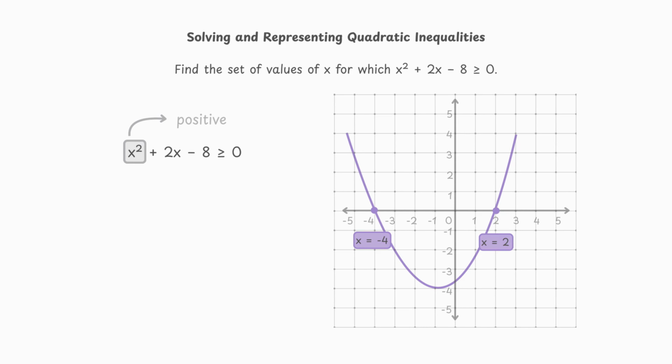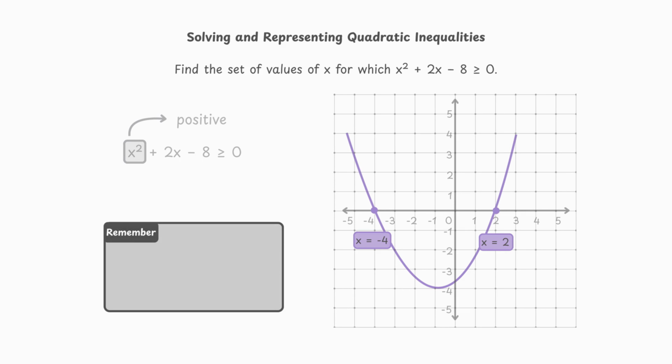Between -4 and 2, the graph is below the x-axis. And to the right of 2, the graph is again above the x-axis. So the values of x that make the expression positive or 0 are outside the roots. That means x is less than or equal to -4, or x is greater than or equal to 2. This matches the solution we found earlier.